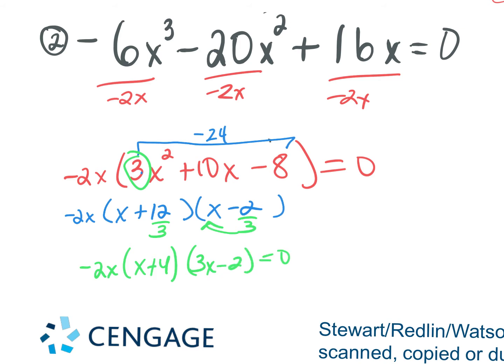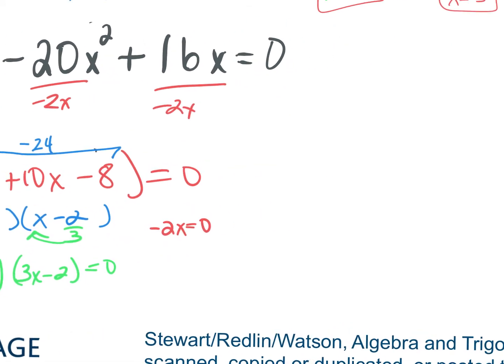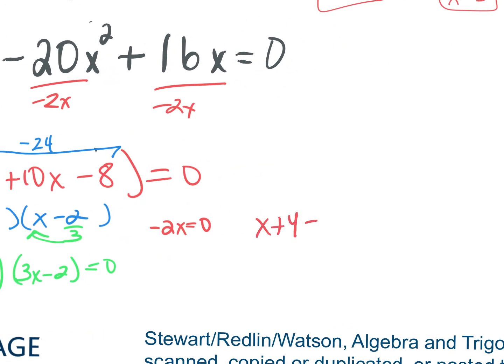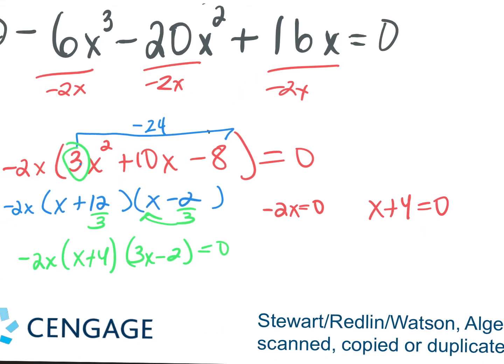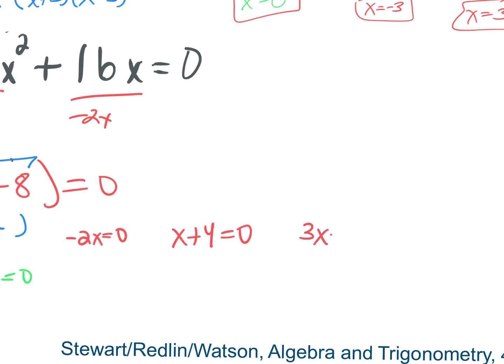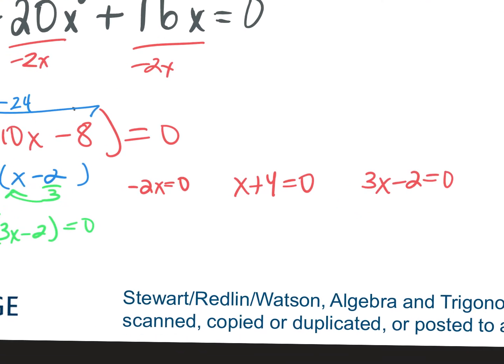Now, none of this is new. We've done all this stuff. The new part is to set each parenthesis equal to 0. So I'm going to say, all right, I have negative 2x equals 0, x plus 4 equals 0, and 3x minus 2 equals 0.